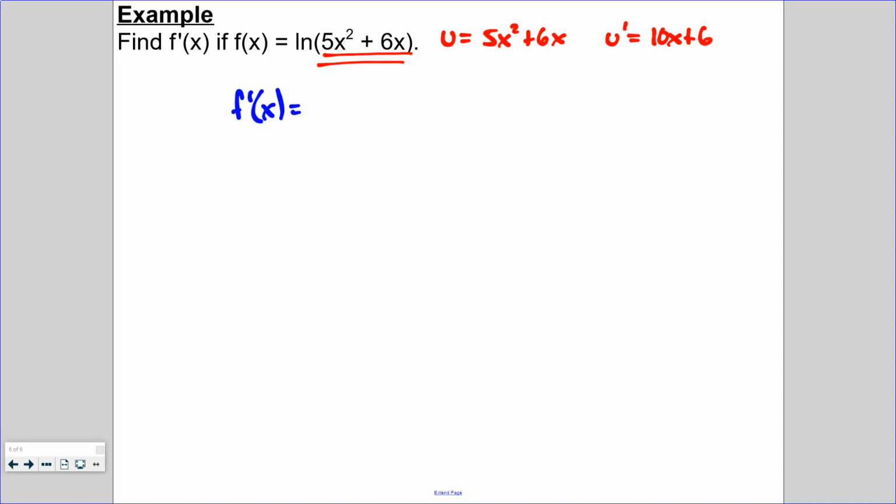We said the derivative of natural log is going to be u prime over u. And we can see here that u prime is 10x plus 6, and our original u was 5x squared plus 6x. There's nothing we can really simplify here. Don't fall into the trap where you try to cancel out the plus 6's, because remember, we can only cancel out if they have a common factor. These 6's are just common terms. We can't cancel those out. So therefore, 10x plus 6 over 5x squared plus 6x is our derivative.